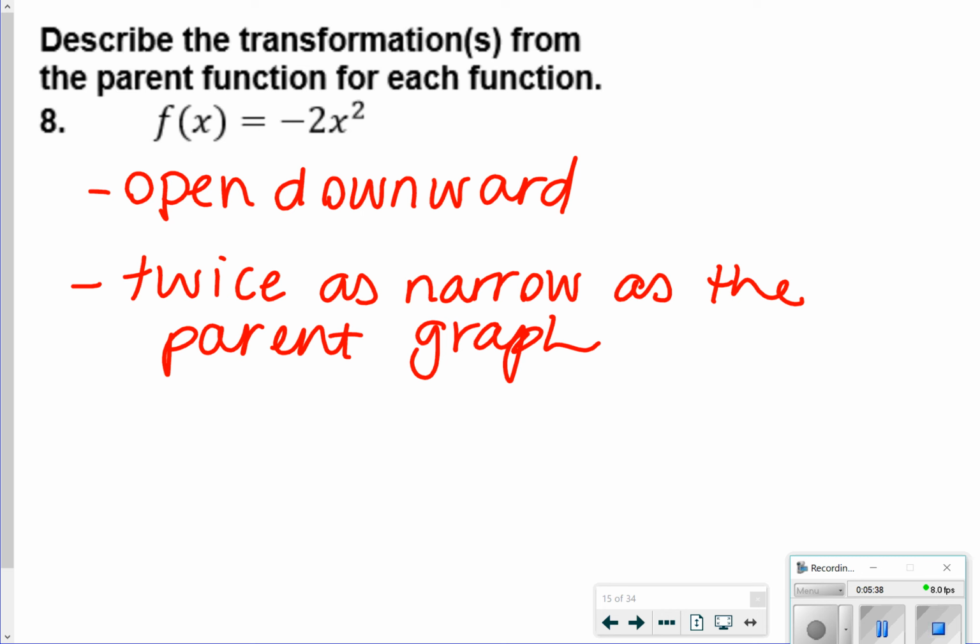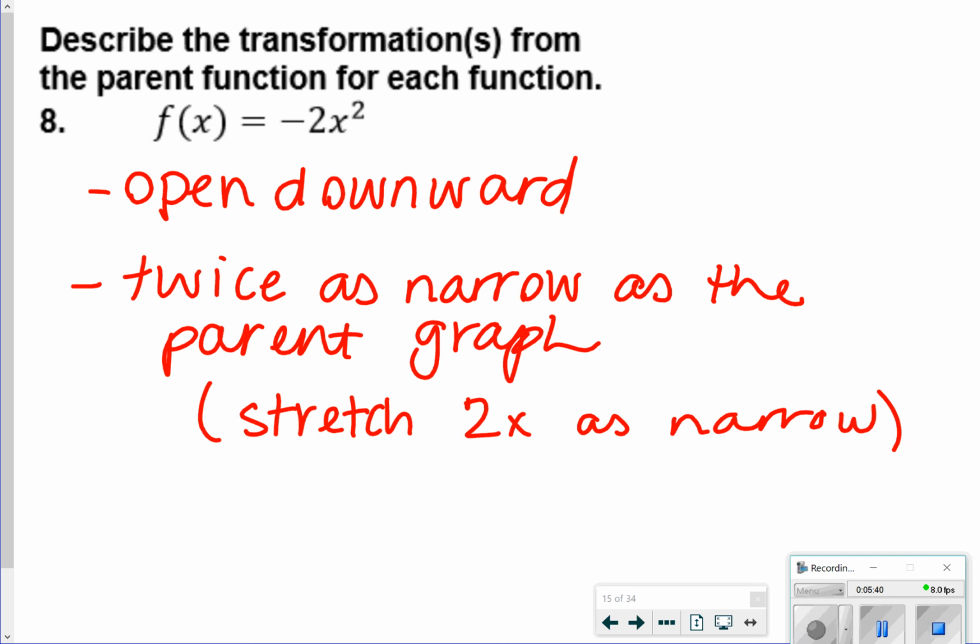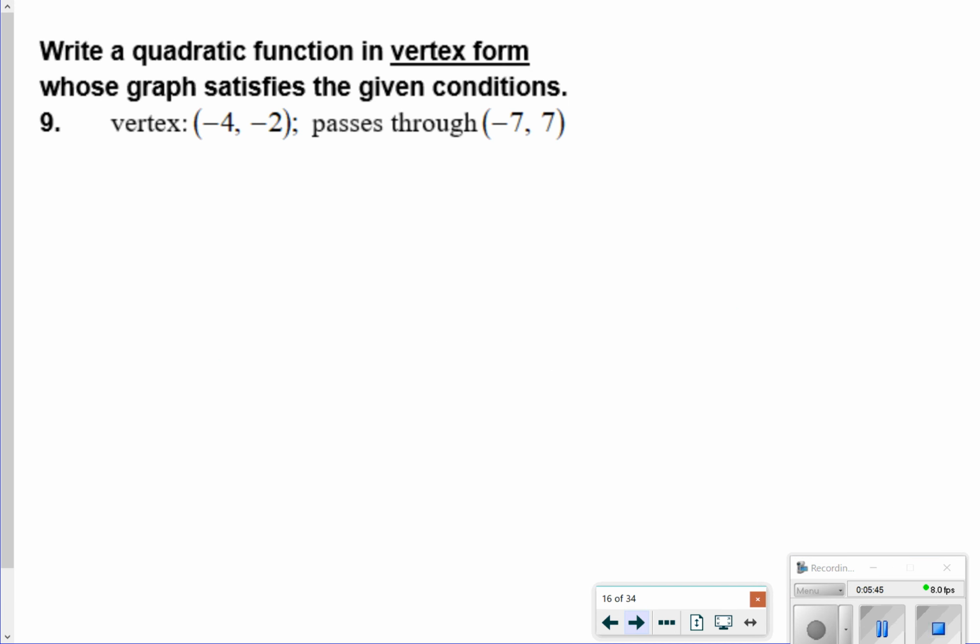Another way you can say this is you can also say that it's stretched 2 times as narrow as the parent graph. Let's go ahead and go to the next page where we have writing in vertex form. Your vertex is negative 4, negative 2, and it's going to pass through the point negative 7, 7.